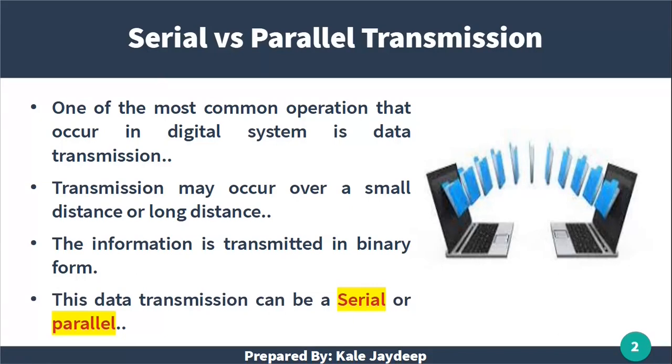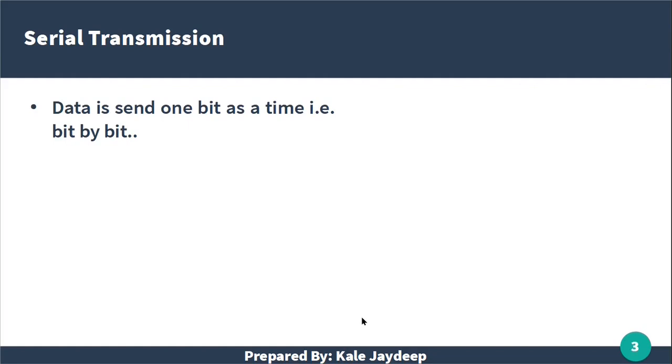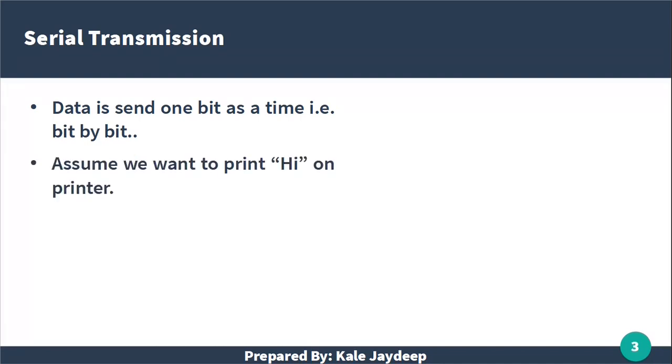This data transmission can be serial data transmission or parallel data transmission. So now let's try to understand what is serial and what is parallel. In serial transmission, the data is sent one bit at a time, that is, bit by bit. Let's try to understand serial transmission with the help of an example. Assume that we want to print HI on a printer.